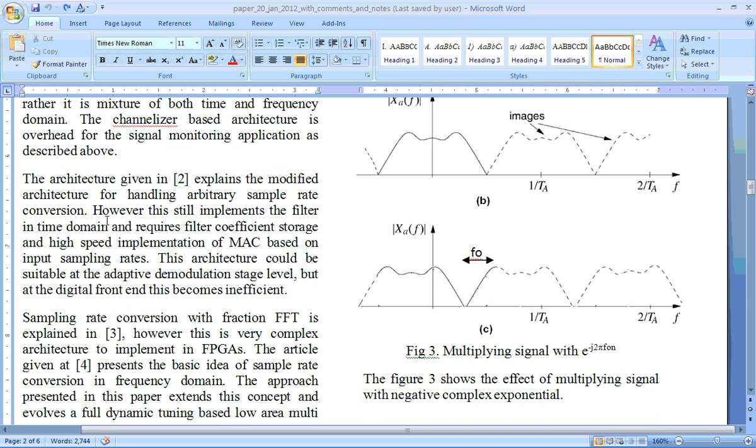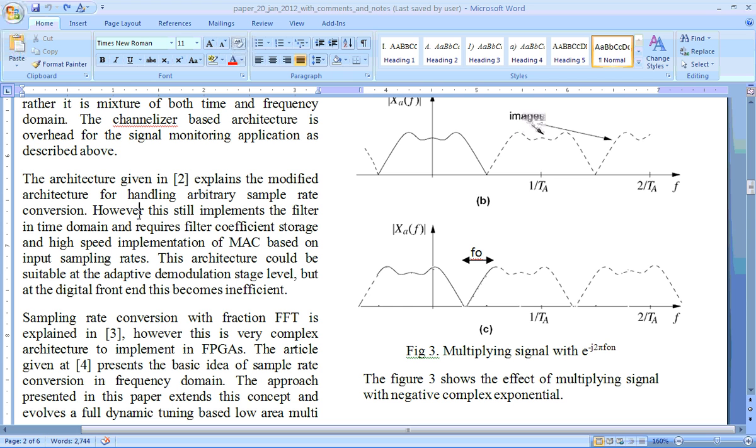The architecture given in second reference explains the modified architecture for handling the arbitrary sample rate conversion. However, this still implements the filter in time domain and requires filter coefficient storage and high speed implementation of the MAC based on input sampling rates. This architecture could be suitable at the adaptive demodulation stage level, but at the digital front end this becomes inefficient. So what we are trying to claim here is that this particular architecture explained in reference 2 is a time domain implementation, but it is designed for something similar to the same purpose we are designing, to handle the arbitrary sampling rate.